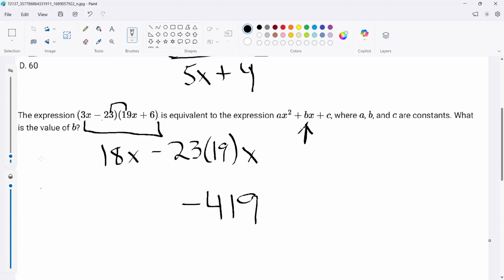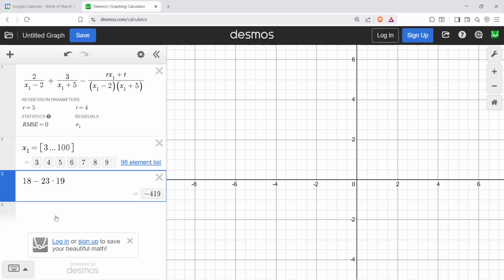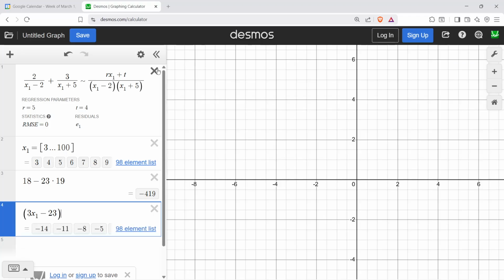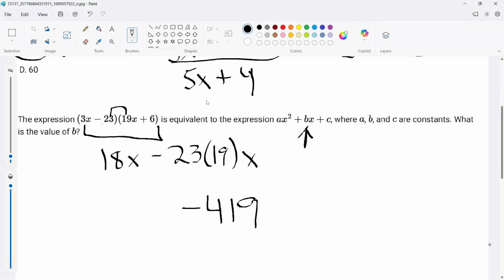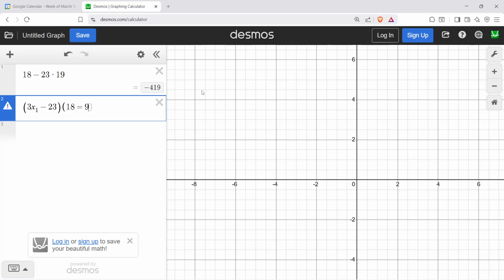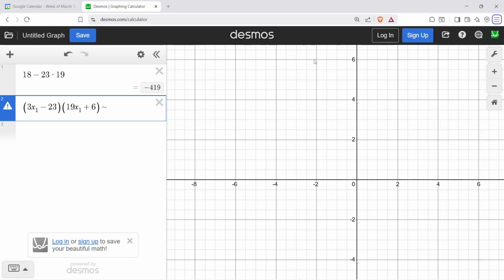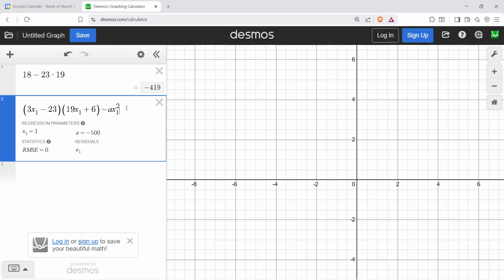All right, now I'll show you how to do this in case you say, man, I can't figure this out. Well, at least try it with a regression. I'm going to do 3 times x1. Let's see, minus 23. Let me get rid of these, because that's for another question. Times 19, x1 plus 6. I think it's faster to do it by hand. And then I put the tilde, ax1 squared. Whoops, why isn't it typing? Ax1 squared plus bx1 plus c.